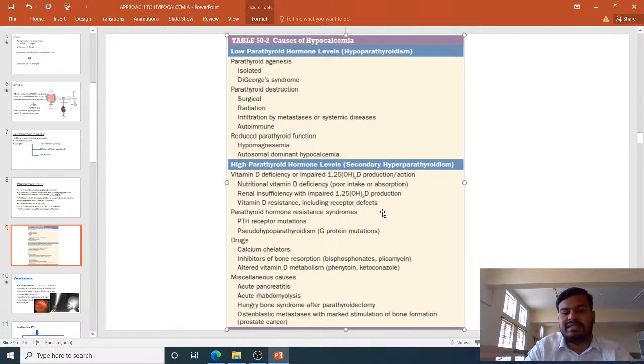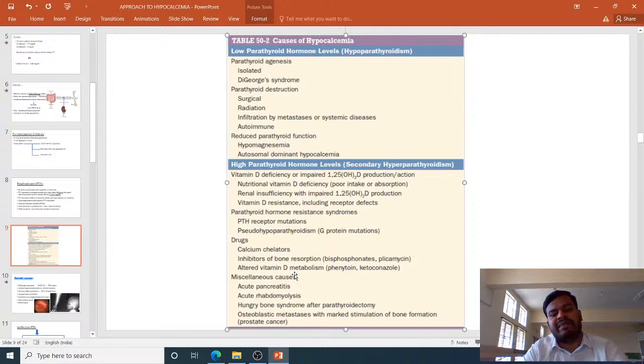So if there is any resistance to the vitamin D receptors, it can also cause impaired vitamin D function. Parathyroid hormone resistance syndromes, like parathyroid hormone receptor mutations and pseudohypoparathyroidism, which is a G protein mutation, we'll discuss. And drugs like calcium chelators and inhibitors of bone resorption, like bisphosphonates and plicamycin, which affect calcium and bone resorption.